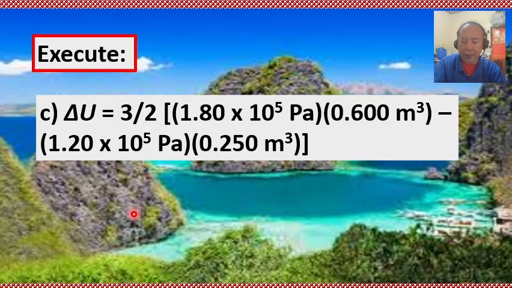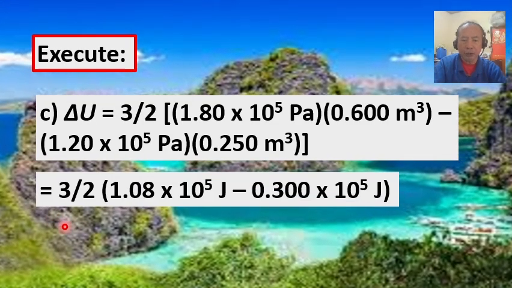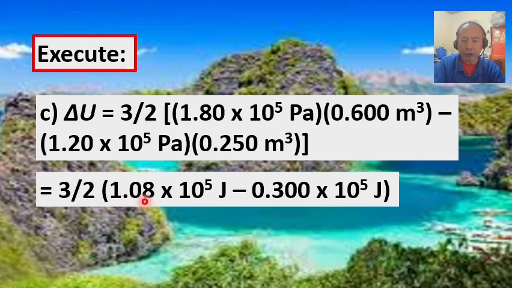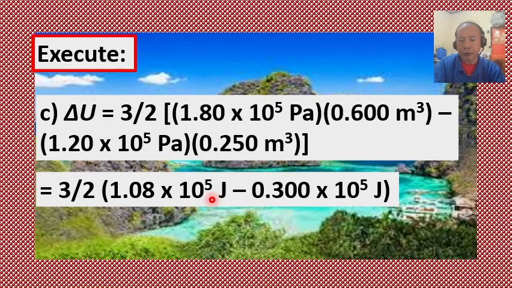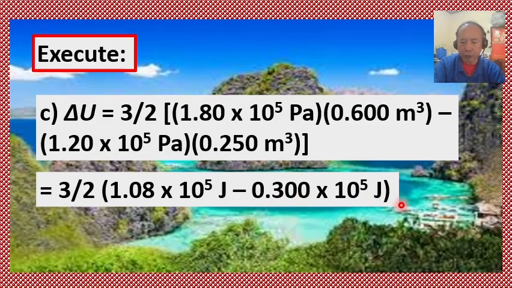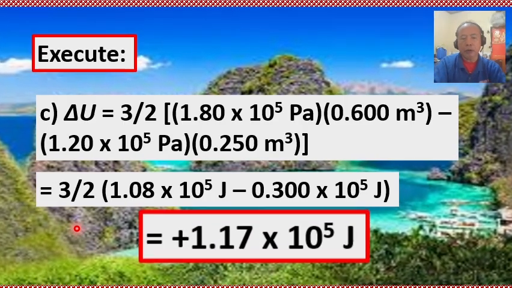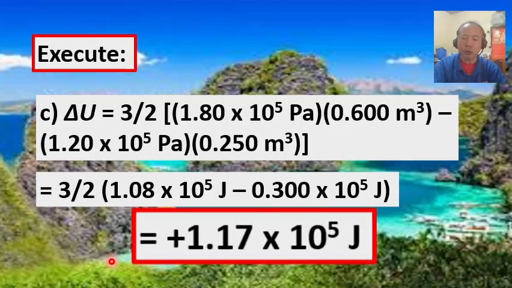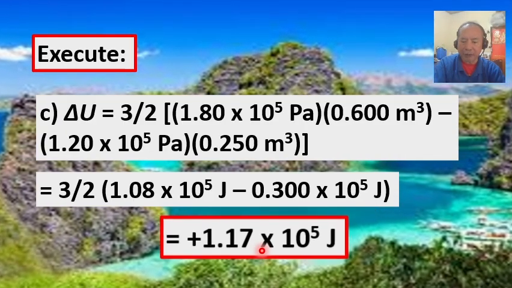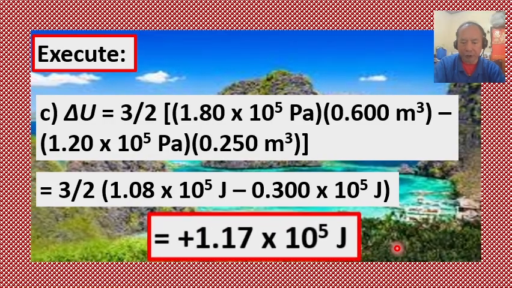So again, when we do our math, our equation reduces to delta U equals 3 halves multiplied by quantity 1.08 times 10 to the fifth power joules minus 0.300 times 10 to the fifth joules. And finally, we arrive at the amount of change in the internal energy delta U equal to positive 1.17 times 10 to the fifth power joules, also rounded to 3 significant figures.